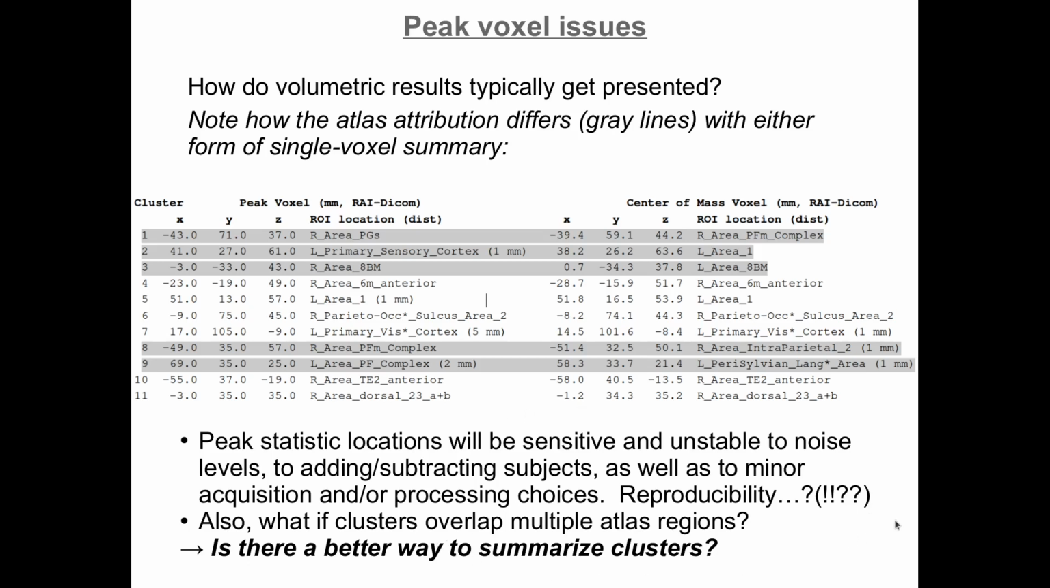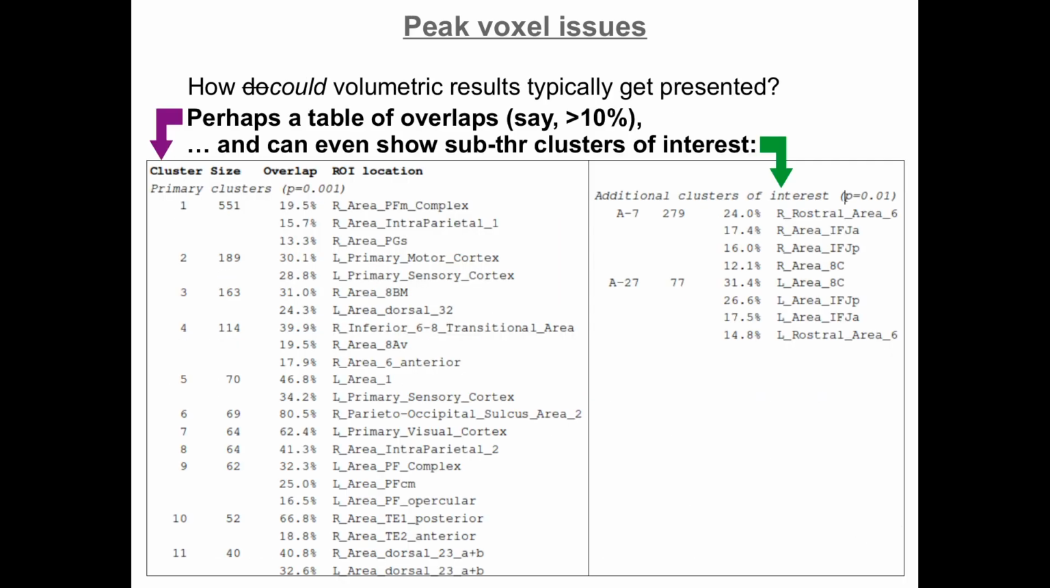So is there a better way to do this? And I'd like to make the case that yes, there is. What you could do is you could look at your cluster of interest and list the regions that it overlaps with. This provides you a better summary of the information of your cluster because, again, most clusters don't fall within a single region. Now notice here, the size of this cluster is 551 voxels, and it actually lands in 3 major regions in this atlas, and we wouldn't have known most of this information by just the single peak voxel summary.